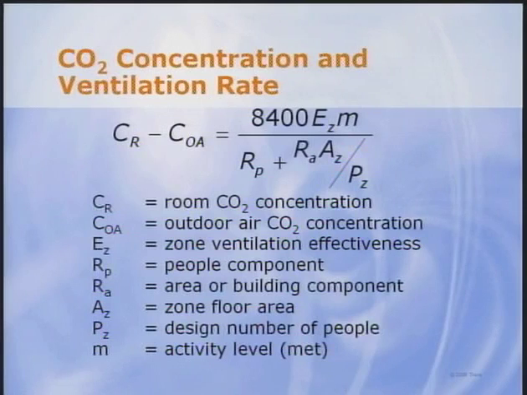Dennis discussed most of the variables. Two parts of the equation which Dennis did not discuss are M and the constant 8400. M is the activity level of the occupants and expressed in a unit called MET. And 8400 correlates CO2 concentration rate with the MET level. The room air concentration is measured with a CO2 sensor, which I'll discuss shortly.